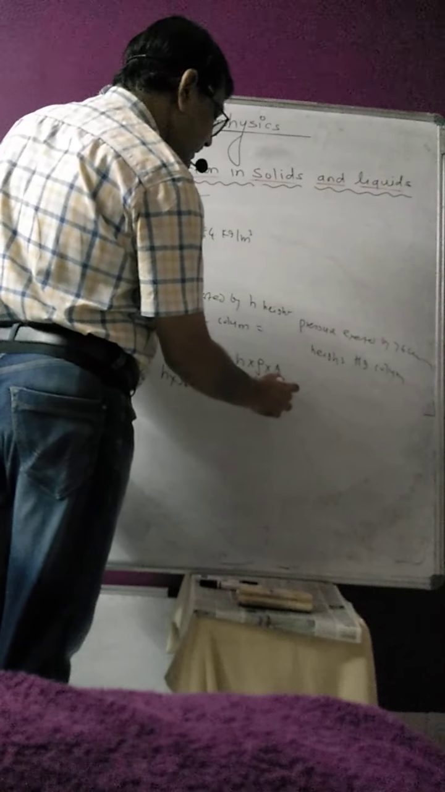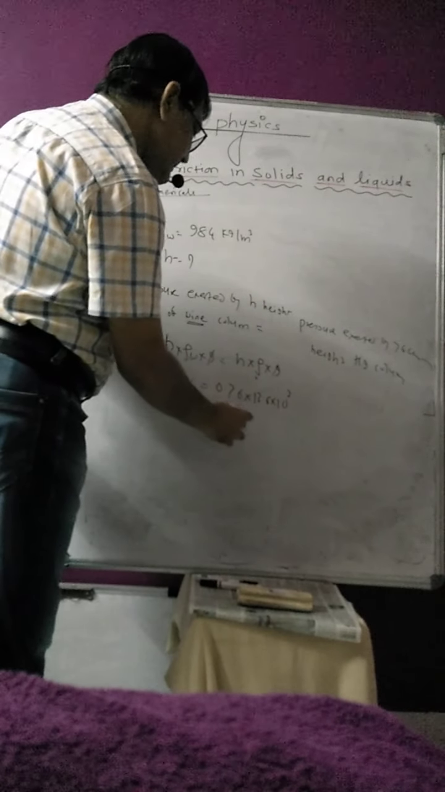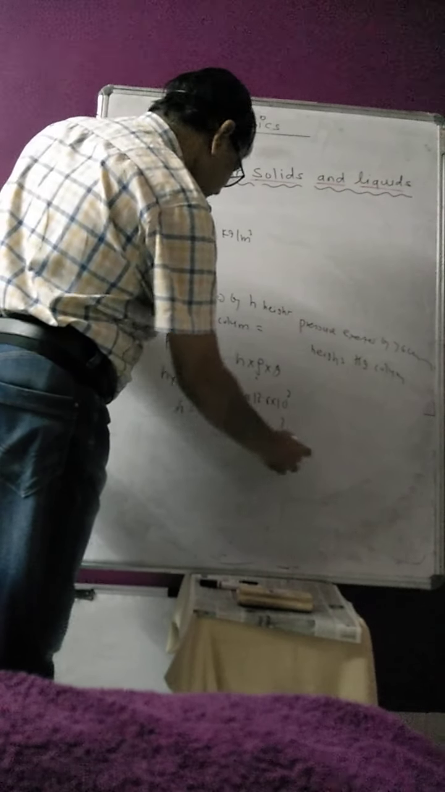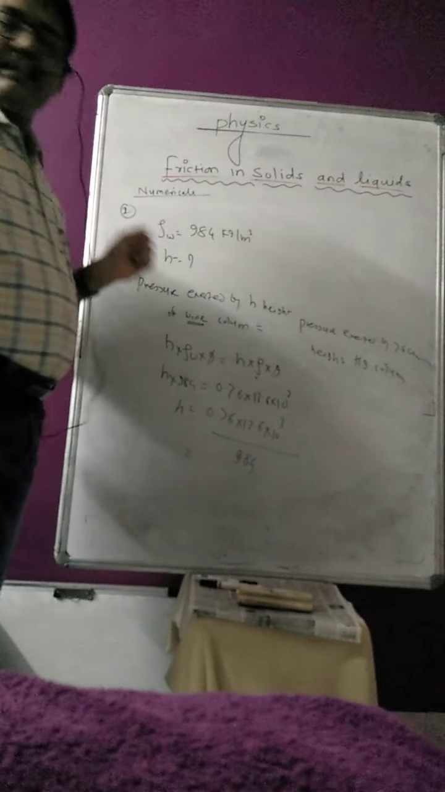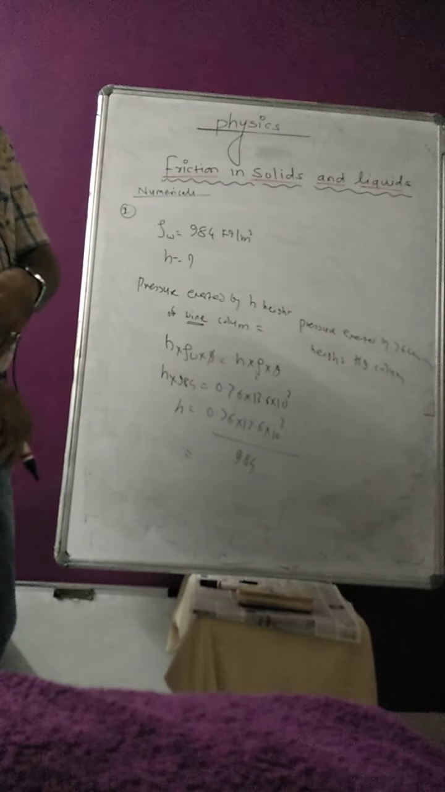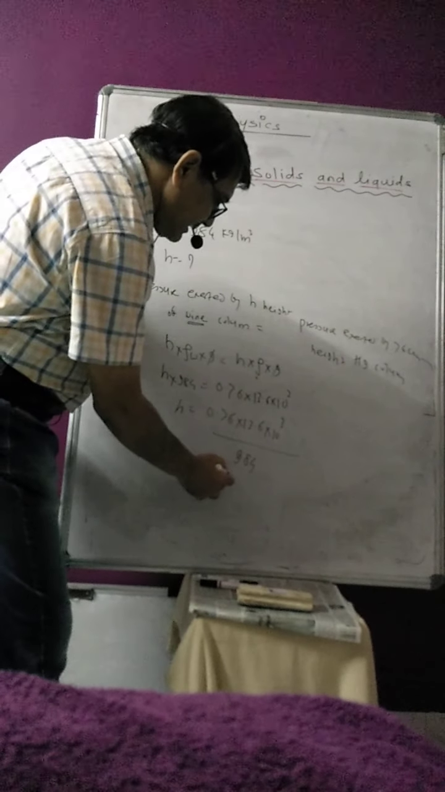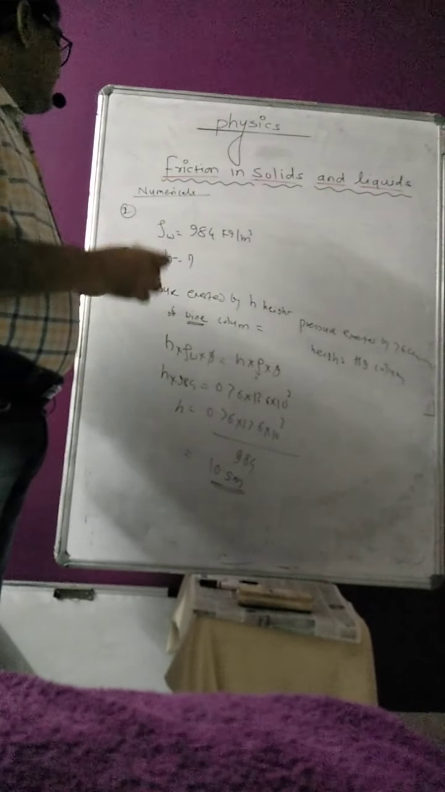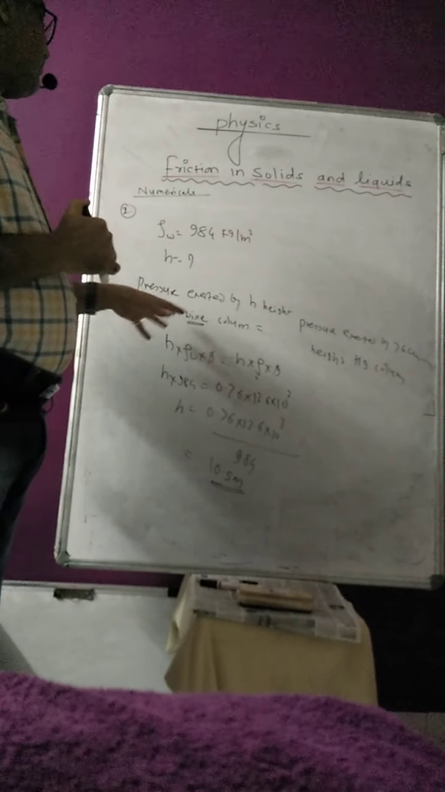13.6 into 10 raised to 3. So therefore H is equal to 0.76 into 13.6 into 10 raised to 3 upon 984. And that answer is near about 10.5 meter. So this is the height of the wine column.